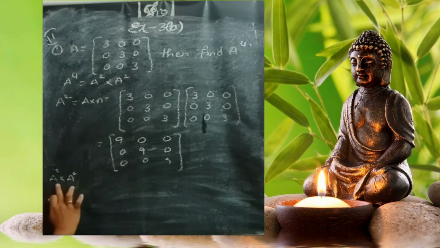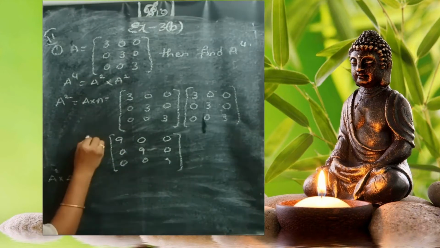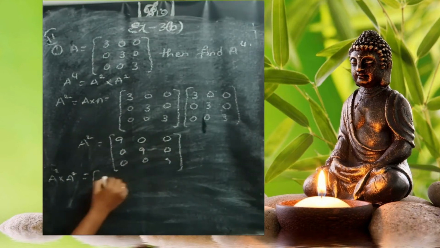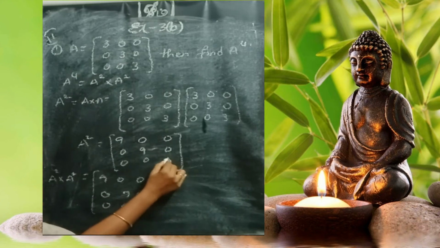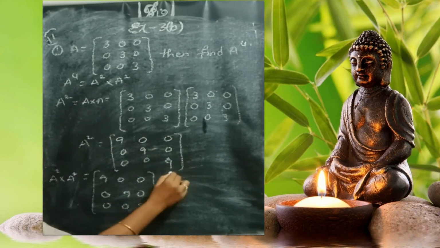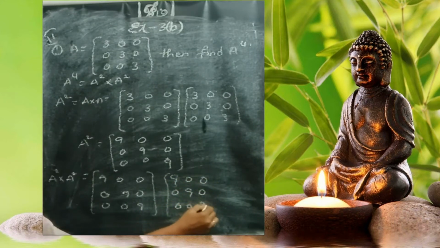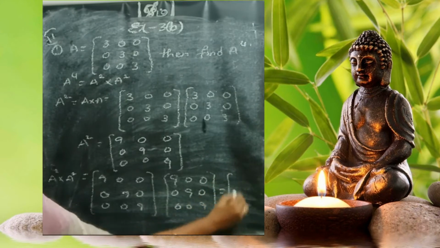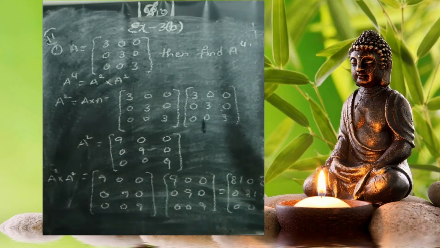We have to do it 2 times. Don't get confused here. This is the A square term. Now multiply this 2 times: 9 0 0, 0 9 0, 0 0 9 and 9 0 0, 0 9 0, 0 0 9. Then you will get simply 81 0 0, 0 81 0, 0 0 81. So this is the value of A power 4.